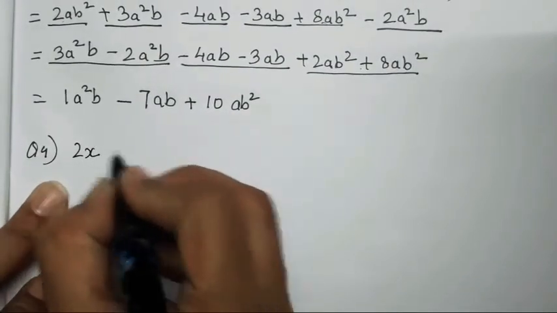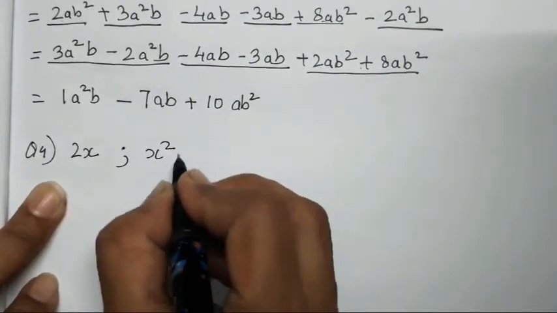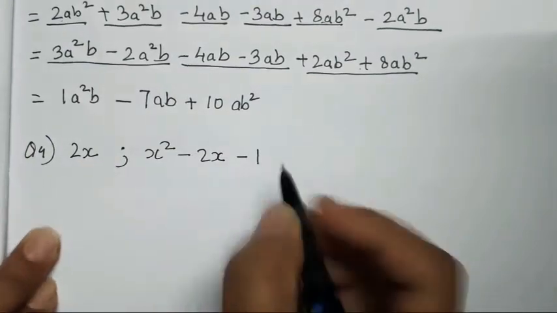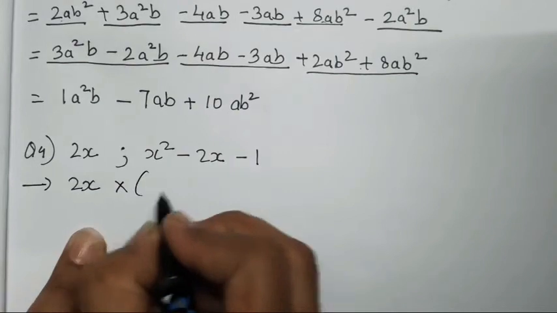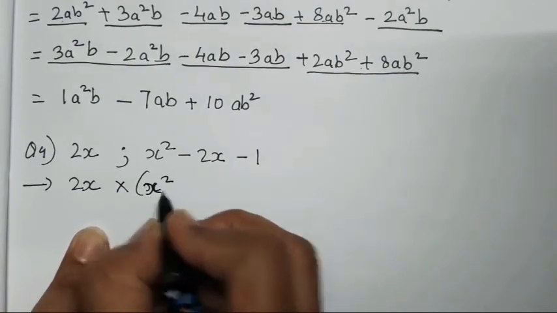So 2x, you all have to multiply it with x square minus 2x minus 1. Now multiplication is super easy, children. In the same pattern we will solve. We will first write the bracket.